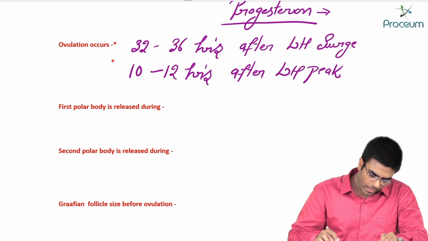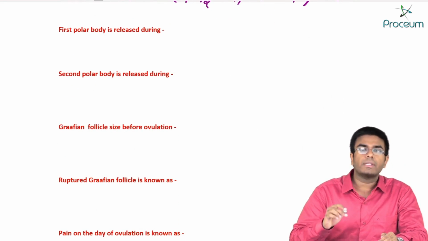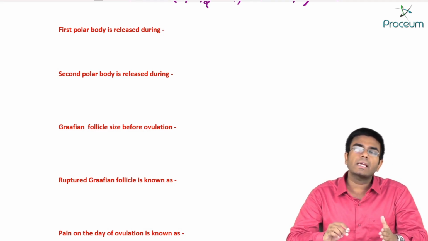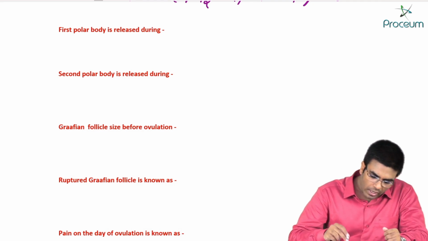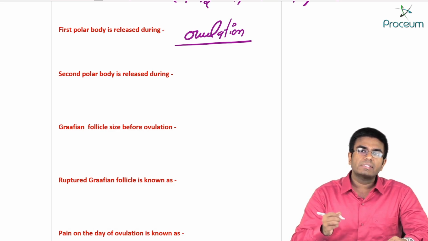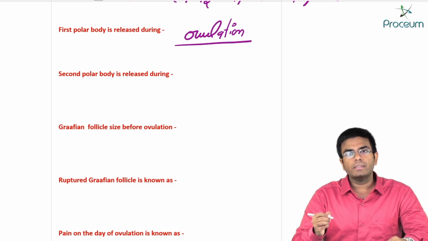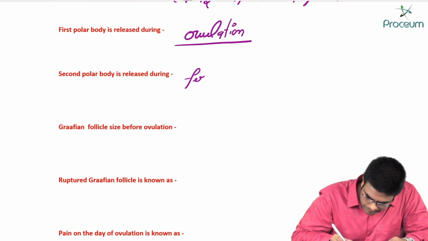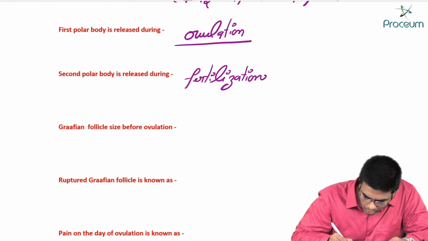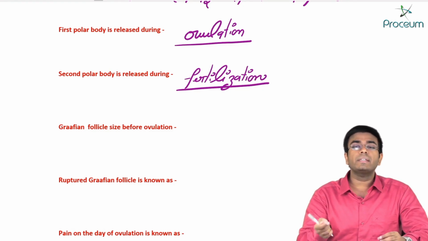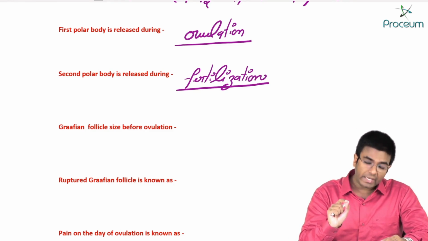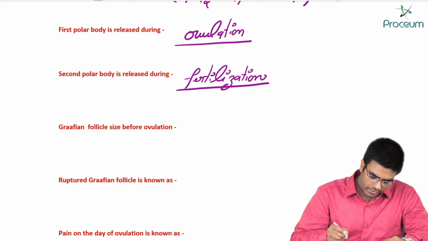Okay, now the first polar body is released during, guys, these are very important MCQs. The first polar body is released during and the second polar body is released during. So the first polar body is released during ovulation. Now the second polar body is released during fertilization. So after fertilization, after the sperm enters the ovum, the second polar body is released.